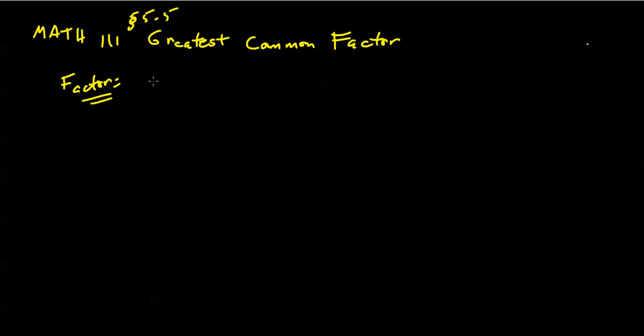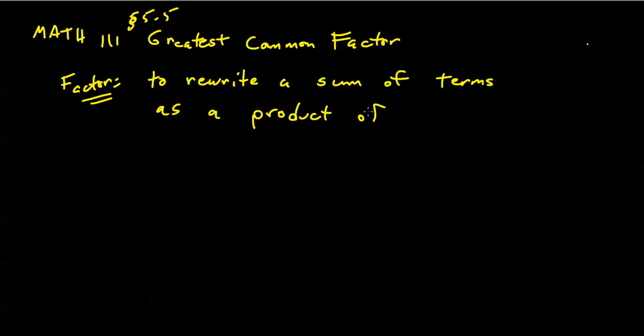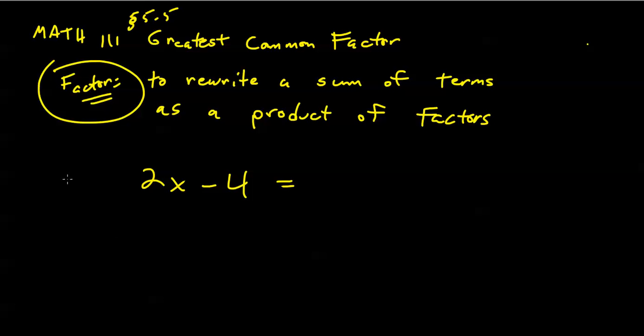As a verb, to factor means to rewrite equivalently a sum of terms, where a term is a piece of a sum or difference, as a product of factors, where the word factors is a noun meaning an element of a product. So basically we're taking a sum of terms and rewriting it as a product of factors, hence the verb to factor, or the process of factoring.